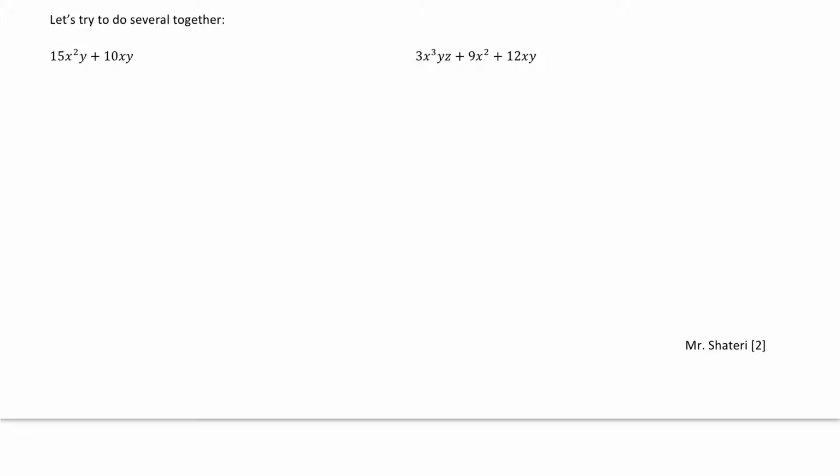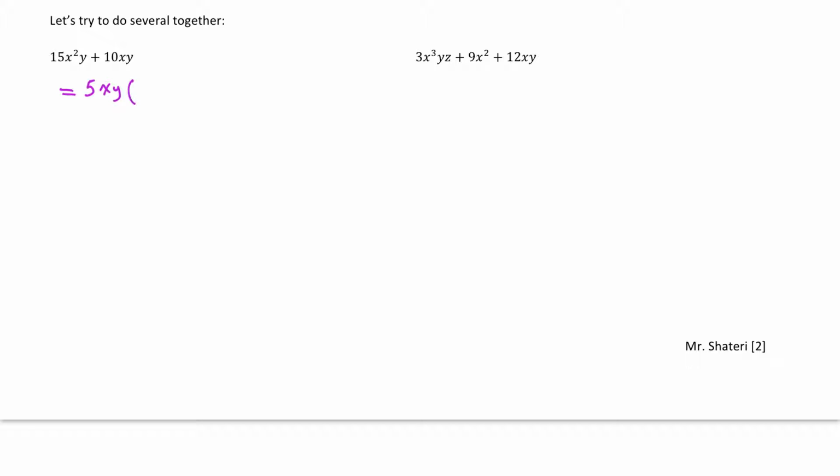Let's try some other examples here. Here I have 15x squared y plus 10xy. So let's set it up first. We're going to have the greatest common factor first. So, equals. My greatest common factor between 10 and 15 is 5. And variable x is shared between the two, and the lowest exponent of x within the two terms is just 1. So we got x, and I have y in both, and the lowest exponent of y between the two terms is 1.